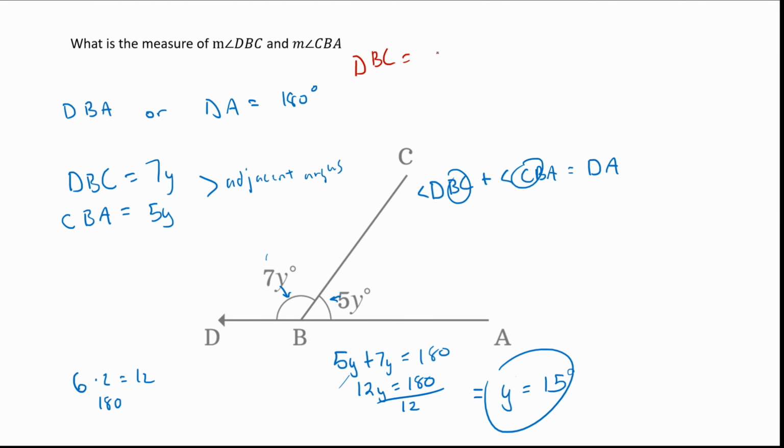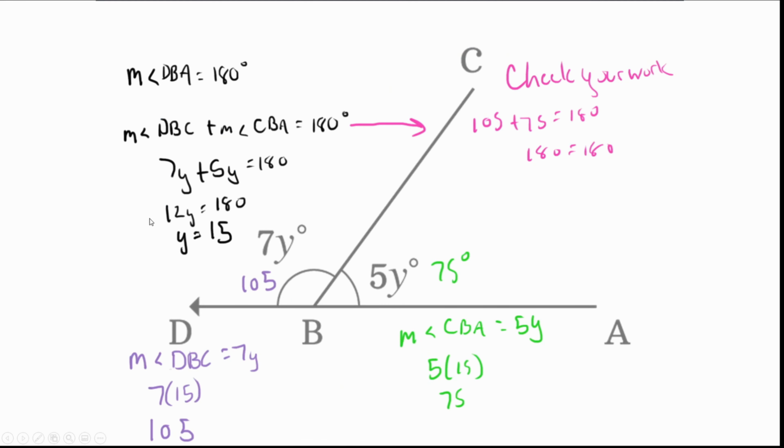So we would have DBC is equal to 7 times 15, and CBA is equal to 5 times 15. Oh, 4 times 15 is 60, plus one more 15 is 75. So this would be 105, and that gives me 180. Go ahead and verify that, but it should work out. Let's see what we got. 75 and 105.